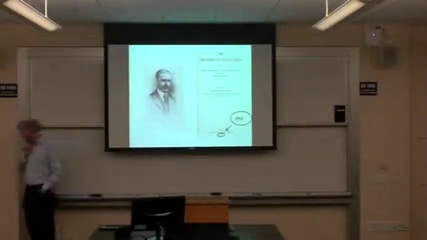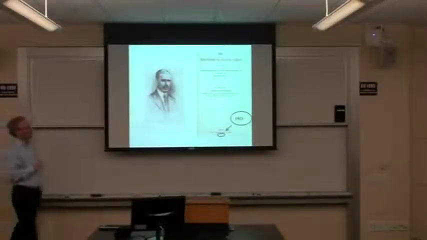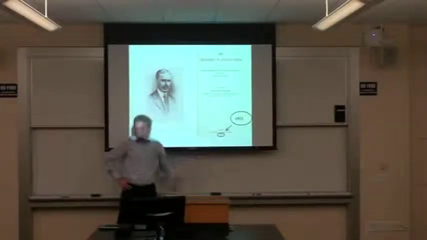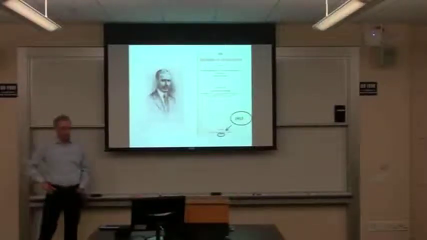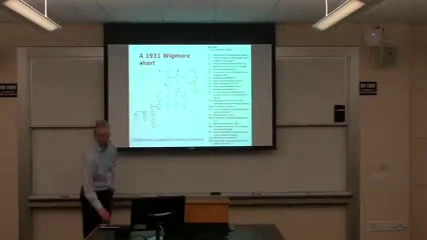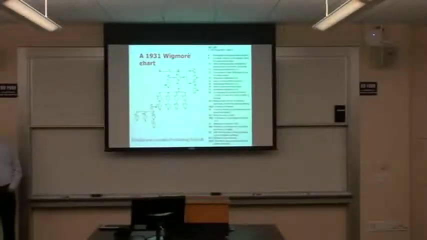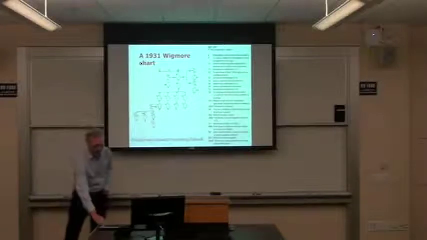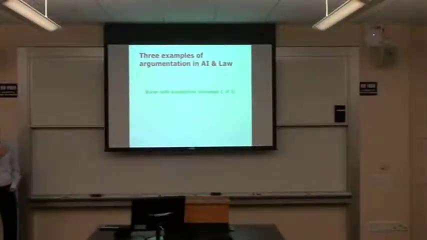And another nice historical connection is John Henry Wigmore, an American evidence scholar who already in 1913, so way before Stephen Toulmin, wrote a book, The Principles of Judicial Proof, and it has also a strong argumentative feeling. And what is nice about his work, especially from my current perspective, he uses diagrams that are still around in a sense in our software that we build. So let's continue to three examples of argumentation in AI and law.